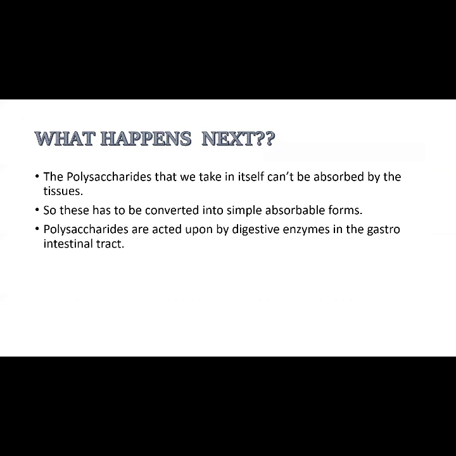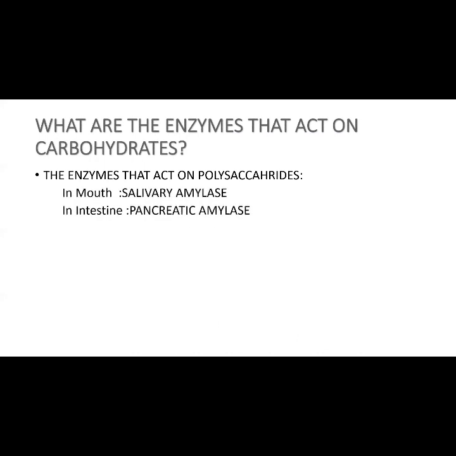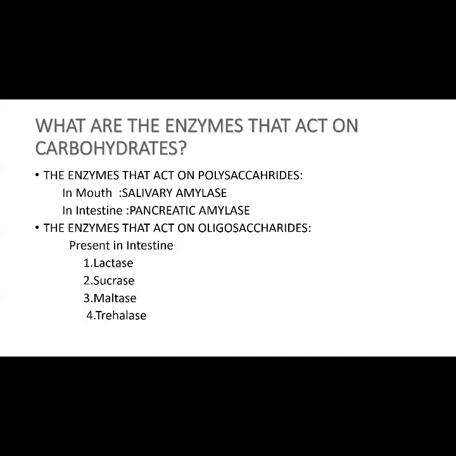So these enzymes belong to a class of enzymes called hydrolases. So what are the enzymes that act on carbohydrate? Generally, we take in polysaccharides and oligosaccharides. They have to be broken down. The enzymes that act on polysaccharides are present in the mouth and pancreas. In the mouth, the enzyme is salivary amylase, and in the intestine, it is pancreatic amylase. The enzymes that act on oligosaccharides are present in the intestine, and they are lactase, sucrase, trehalase, and maltase.